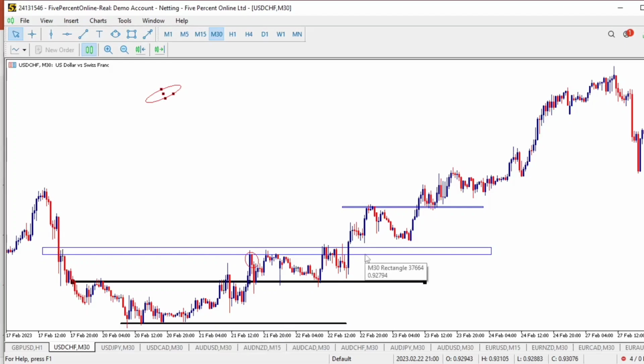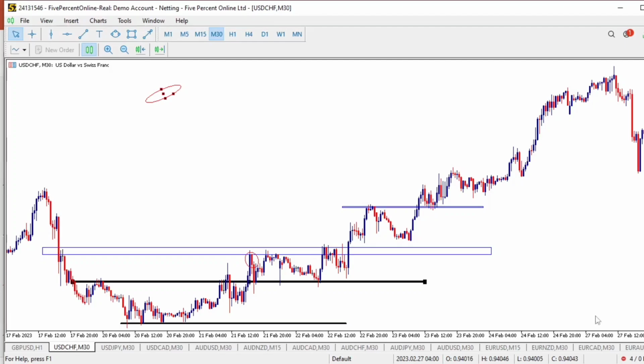Now this one is already gone. Unless the market comes back to this level, you don't have much business with this level. Don't focus on any level that the market is far from. Unless the market is coming back, if the market is coming back to that level, that is when you can focus on that level. Okay.